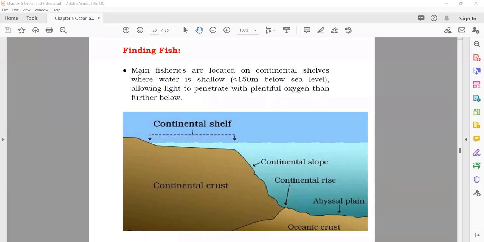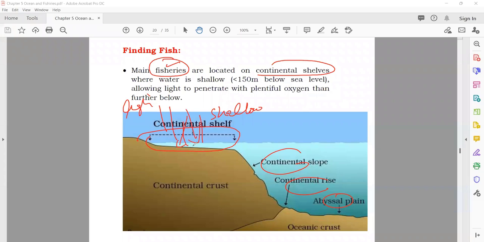As I told you in the beginning of the chapter, main fisheries mean the main type of fish, found in the continental shelf. Why is it known as the continental shelf? Because if you see this, it is shallow, not much deep compared to these areas. Here the light can easily pass through up to this level, and when light passes through, it means there are plenty of nutrients and plenty of oxygen here. So this is the best place for fish to live, to reproduce, and to make their habitat. That is the continental shelf.